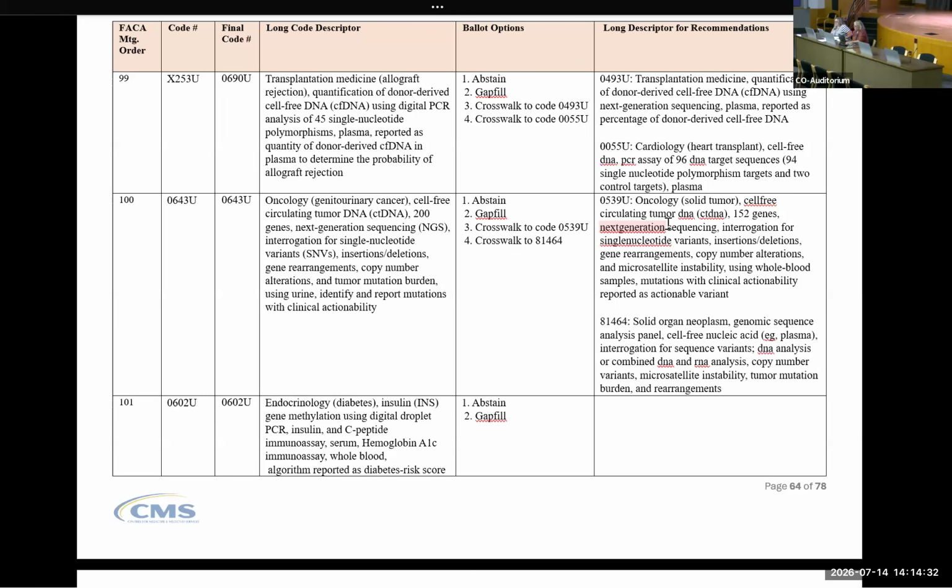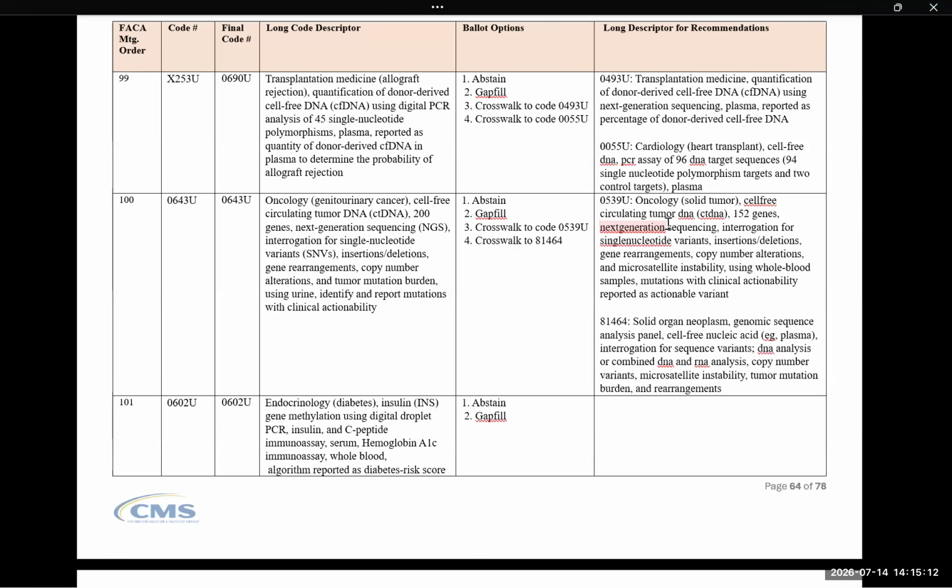It is 0643U, and we've added a 5th option to crosswalk to 0539U times 1.3. Yes, and this is Heather just confirming it's there on the ballot as an option for the panel members to select, in addition to the other codes I mentioned. That is correct. Just to repeat, the 5th option is crosswalk to 0539U times 1.3.